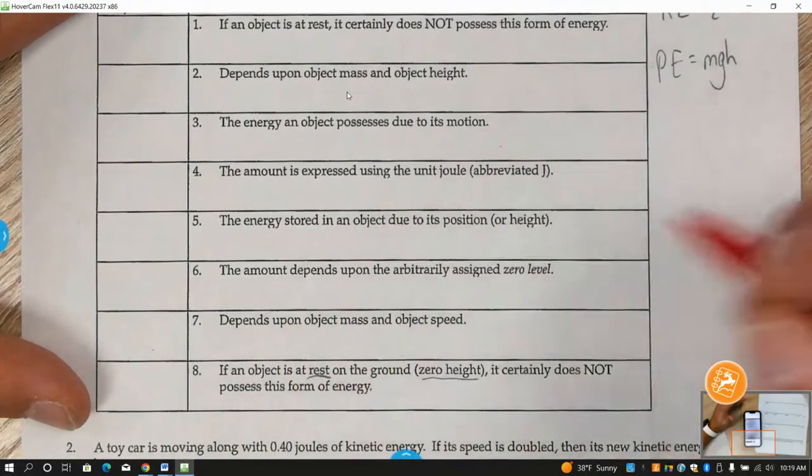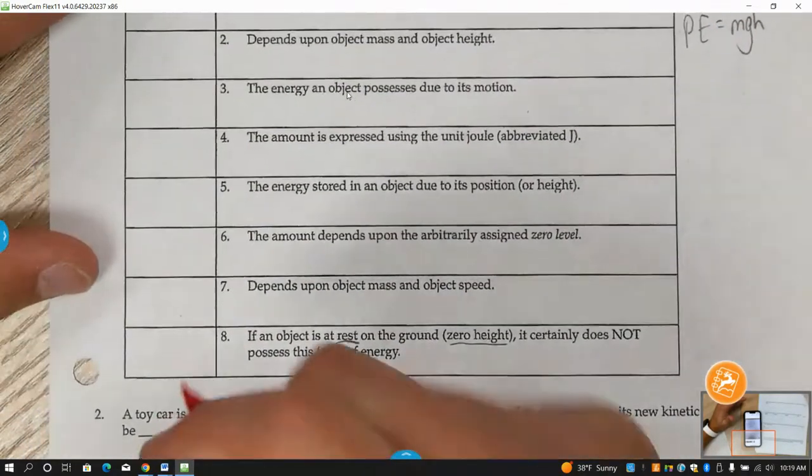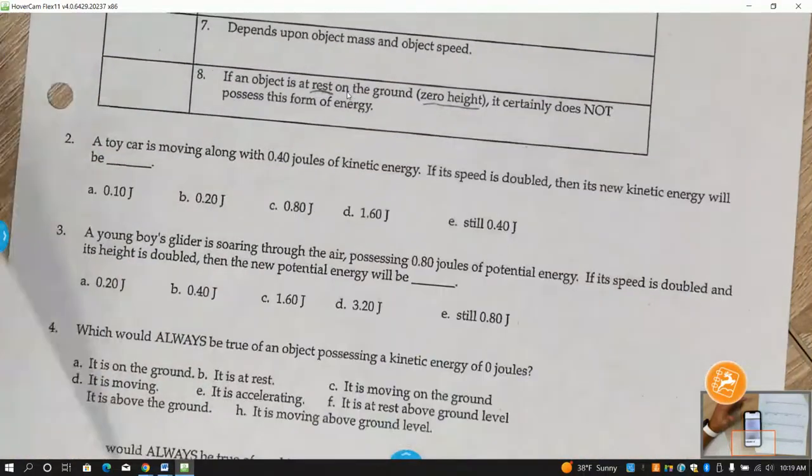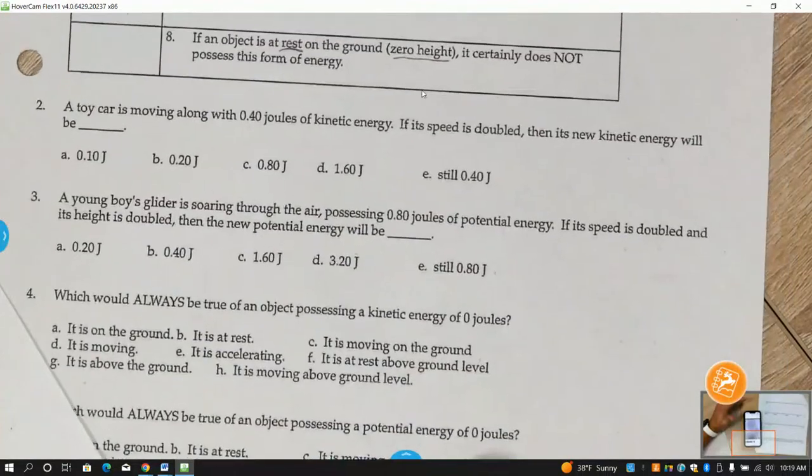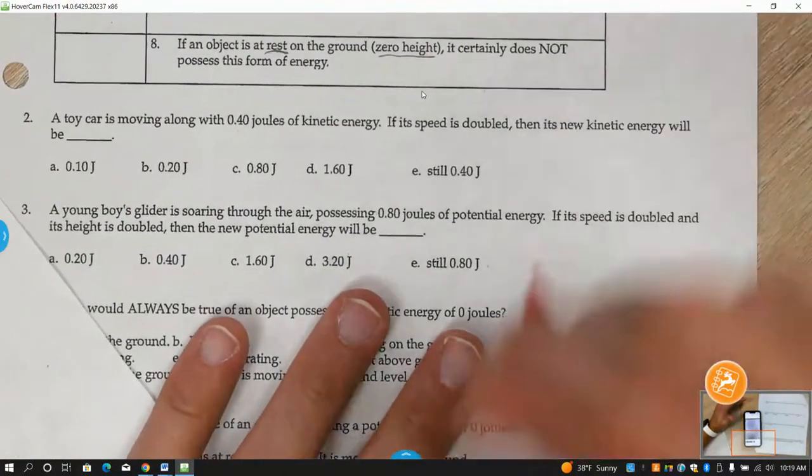So it's at rest and zero height, so it does not possess either. So that one's a both. All right, really quickly, before the rest of you guys should be able to do it with the notes and everything, these two.